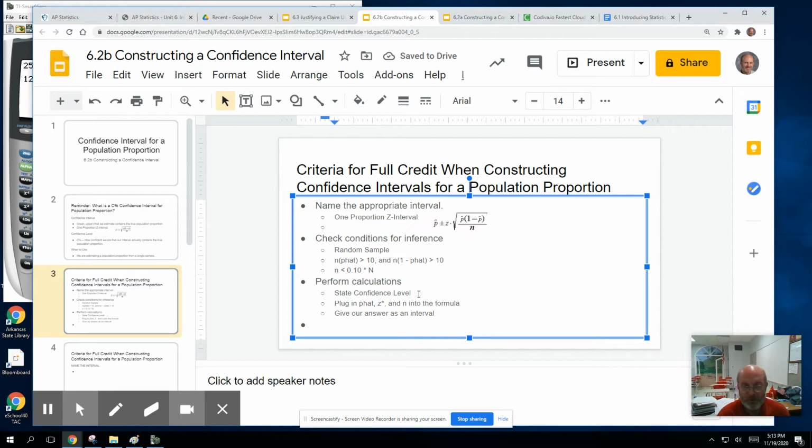You know what? I made new slides for all this stuff, so I wouldn't have to do all this on here. So we'll do that in just a second. Sorry, I'm not adept at making these videos yet. Perform calculations, and we're going to give our answer as an interval. That's going to look like our lower bound and our upper bound.